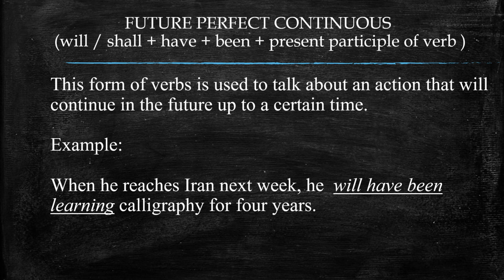Future perfect continuous. We use will or shall in addition to have, in addition to been, in addition to the present participle of the verb. This form of verbs is used to talk about an action that will continue in the future up to a certain time. For example, when he reaches Iran next week, he will have been learning calligraphy for 4 years.